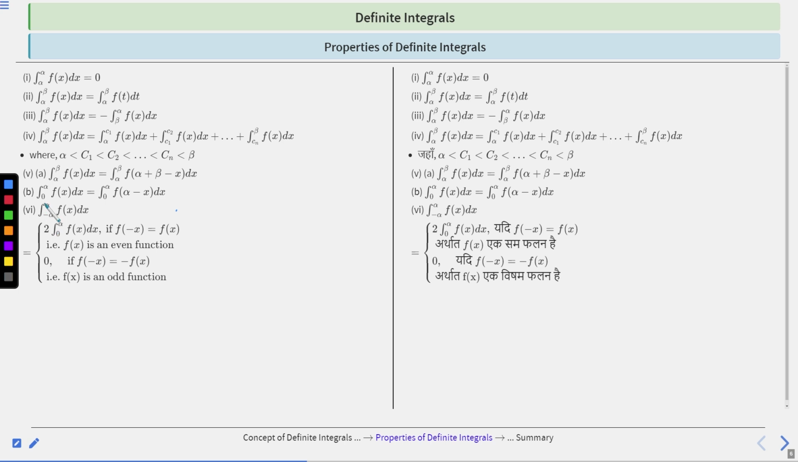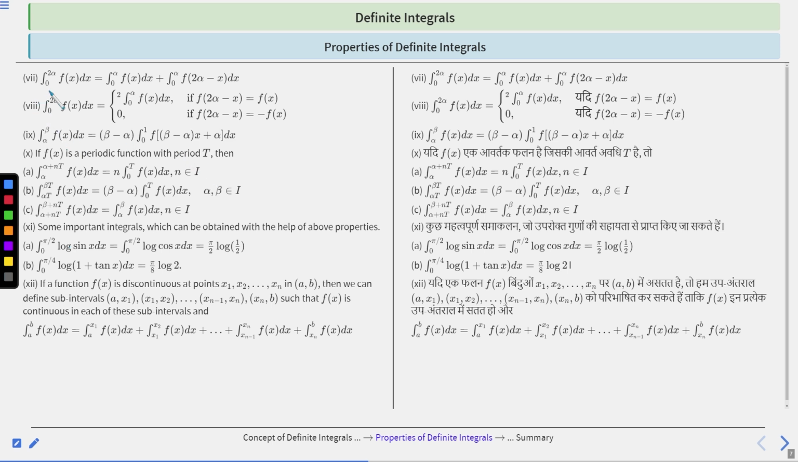Property 6: integration of minus alpha to alpha f(x) dx will be equal to 2 times integration of 0 to alpha f(x) dx if f(minus x) is equal to f(x), that is, f(x) is an even function. And integration of minus alpha to alpha f(x) dx will be equal to 0 if f(minus x) is equal to minus f(x), that is, f(x) is an odd function. So if f(x) is an even function, we write 2 times integration of 0 to alpha f(x) dx, and if f(x) is an odd function, then 0 will be the answer.